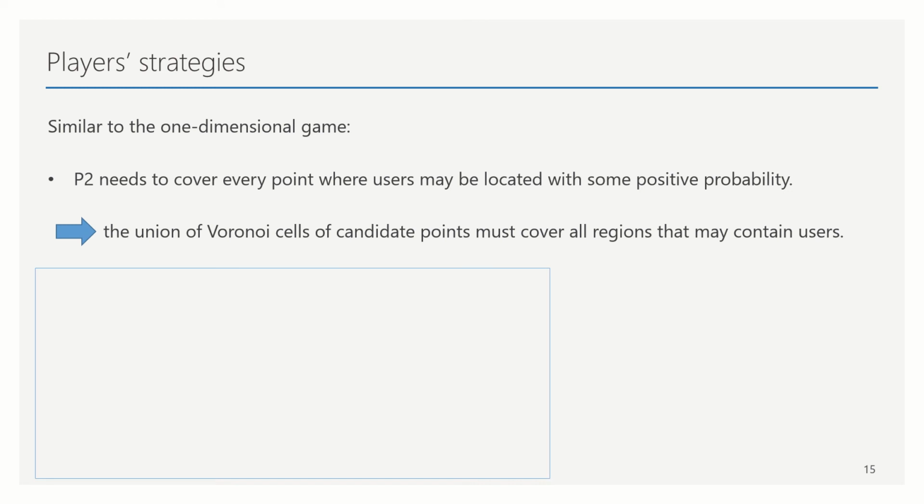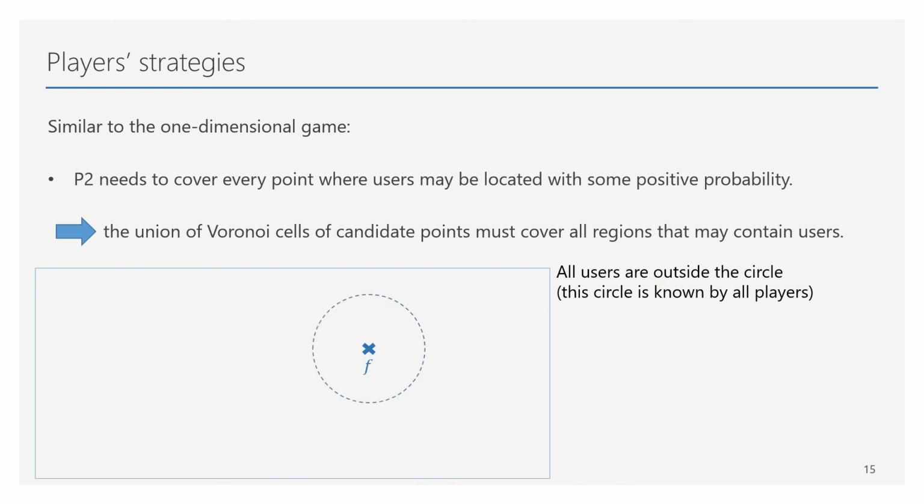First, P1 places his first facility on the plane. Similar to the strategy in one dimension, suppose all players know the nearest user to the facility. Hence, we can draw a circle that all users are outside of. Now P2 determines 3 candidate points on the circle such that their Voronoi cells cover all users on the plane.